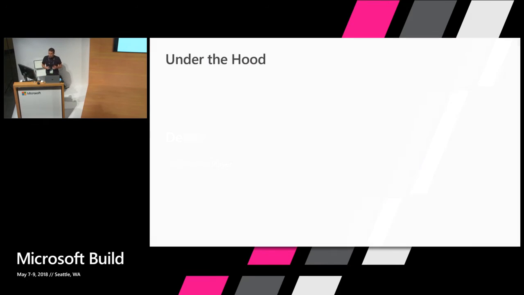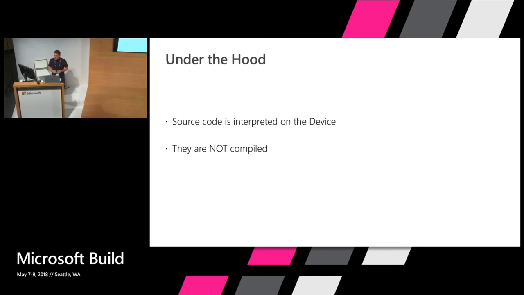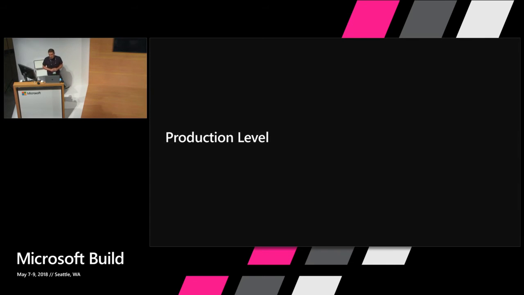But, of course, under the hood, some things are happening. All the source code is interpreted on the device. We don't compile anything, which is why you don't have to wait for a full compilation to put on a device or anything. Again, they're not compiled. That's really important. And we also created this remote debugger that communicates with Visual Studio. Now, we made this as a getting started tool, but we still want developers that are weeks or months or years into their application to still have these productivity tools.